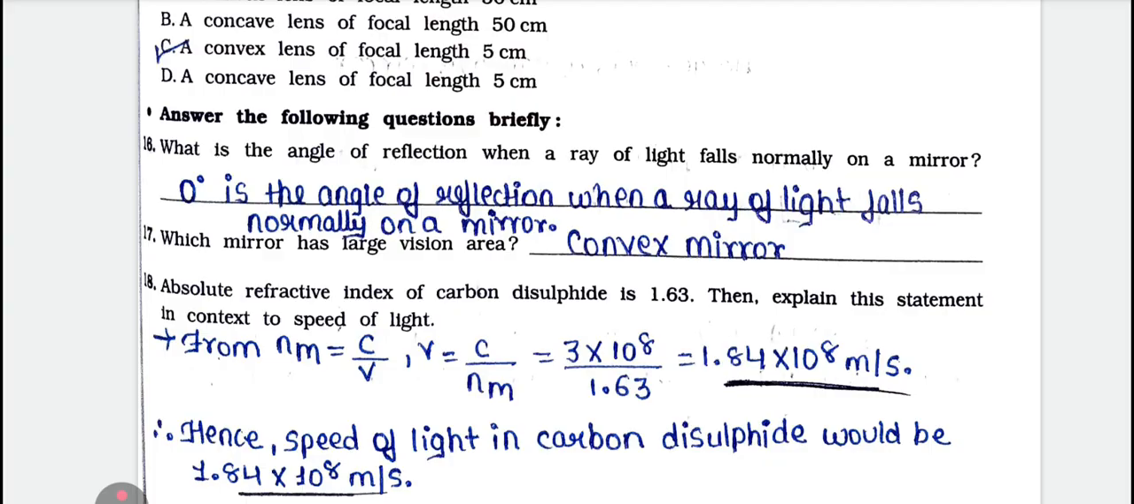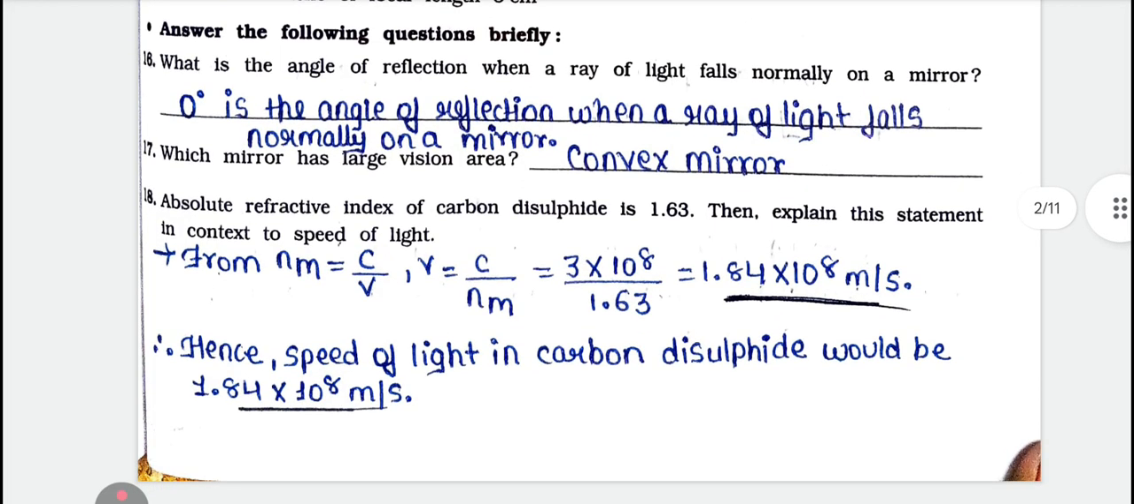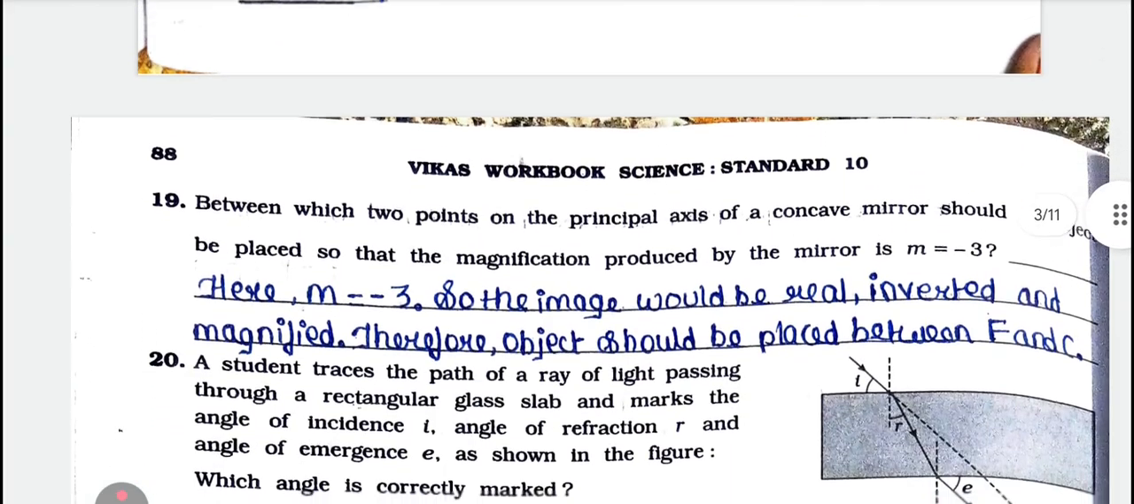Next question, absolute refractive index of carbon disulfide is 1.63. Then explain this statement in the context of speed of light. तो न्यूमेरिक यहाँ पे सॉल्व कर दिया है. n_m is equal to c upon v. Right, 3 into 10 raised to 8 divided by 1.63 and answer is 1.84 something.